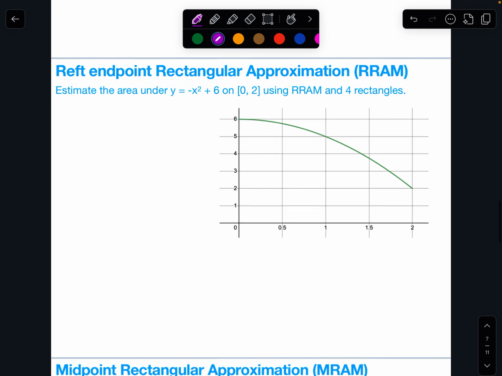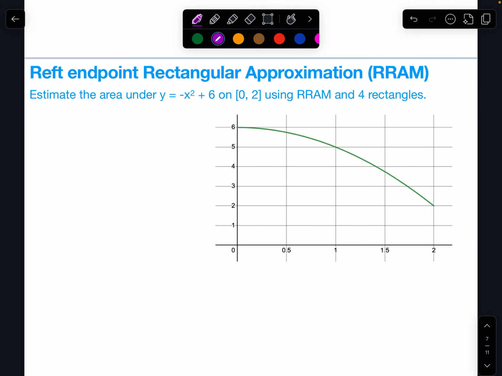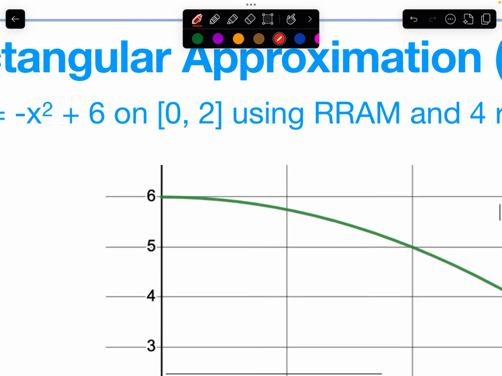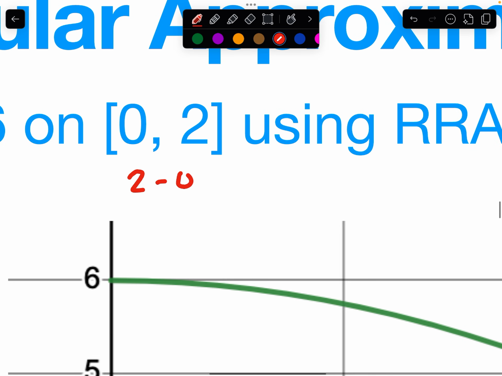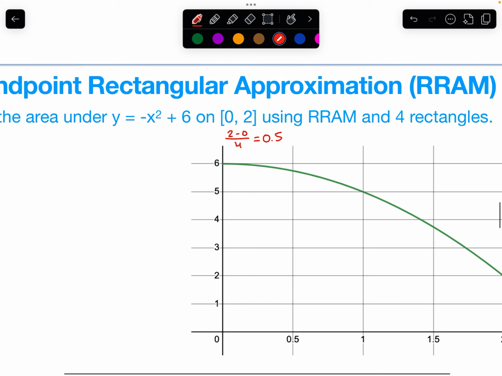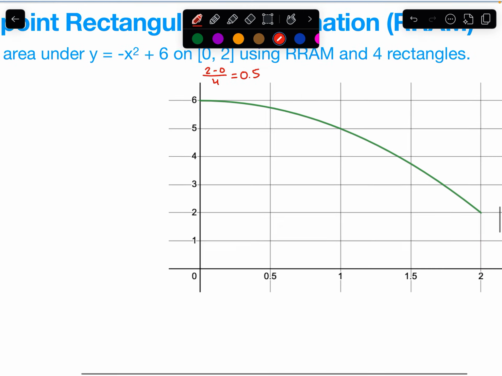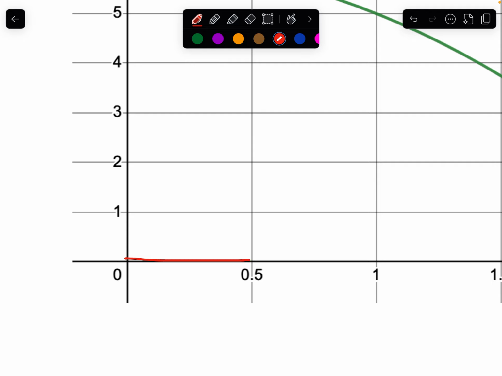Let's use the same curve and let's do a right endpoint approximation. Let's speed things up a little bit though, right? Same curve, same interval, same number of rectangles. So the base of our rectangles are still going to be half of a unit, so same width there, okay? But when we draw out our rectangles, they're going to look slightly different here. So our first rectangle spans this interval, right?